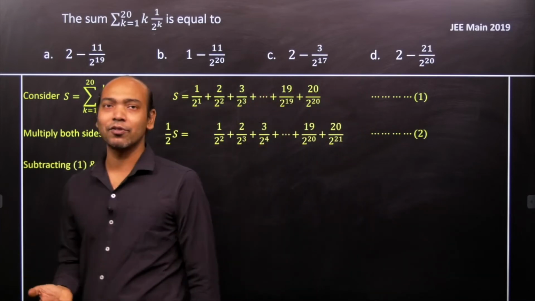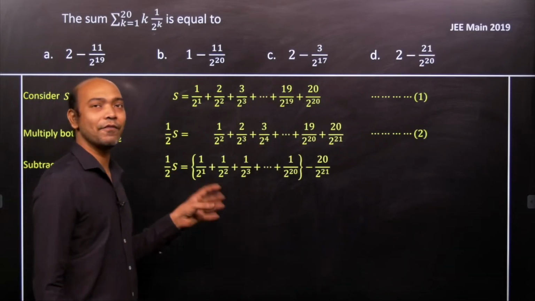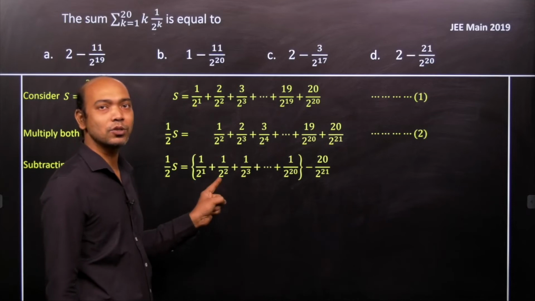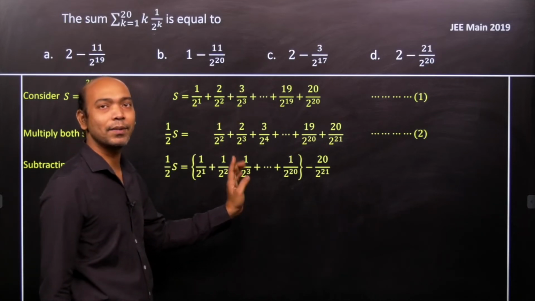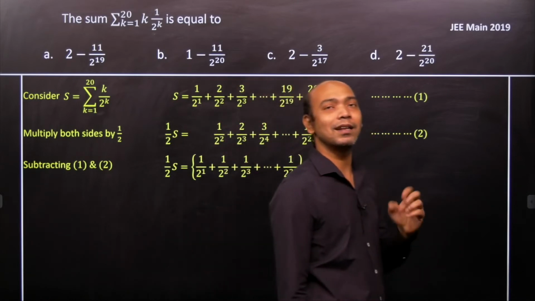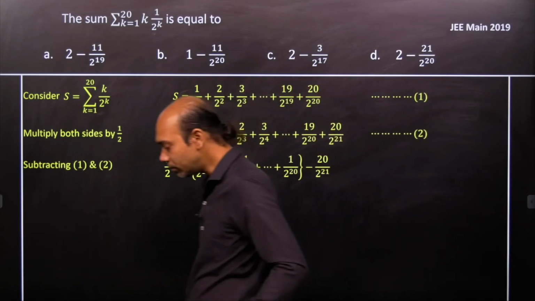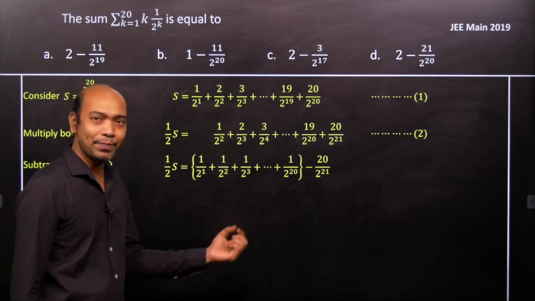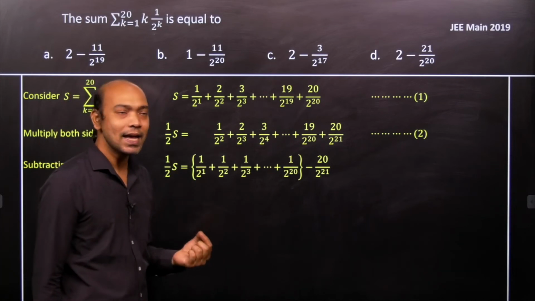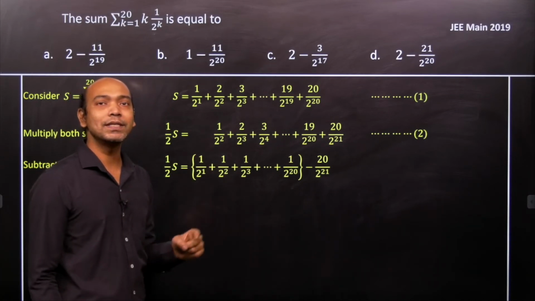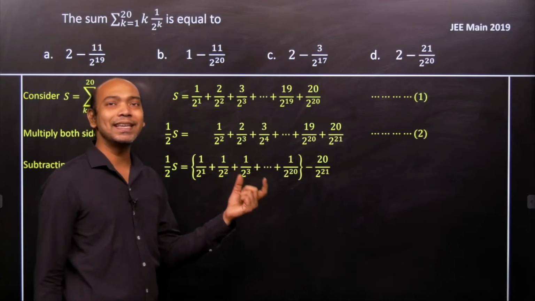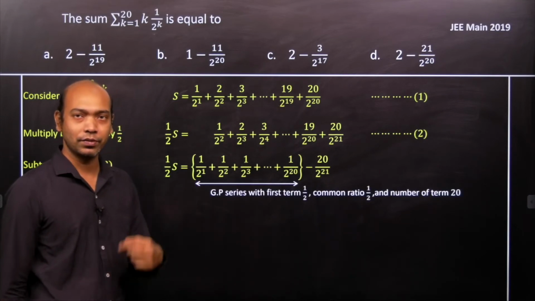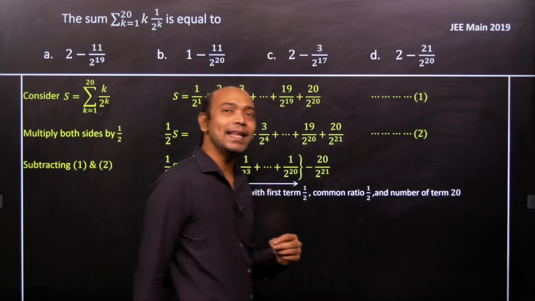So if I subtract, 1 and 2 we'll get 1 by 2 S on the left hand side, and on the right hand side 1 by 2 to the power 1, then 2 minus 1 gives you 1 by 2 square, 3 minus 2 gives you the second term, and so on. Obviously the last part is left over, so we just keep it. Now observe carefully that whatever sum is written in that curly bracket is actually a GP series with the first term 1 by 2, the number of terms is 20, and the common ratio is also equal to 1 by 2. So we can easily add them together.